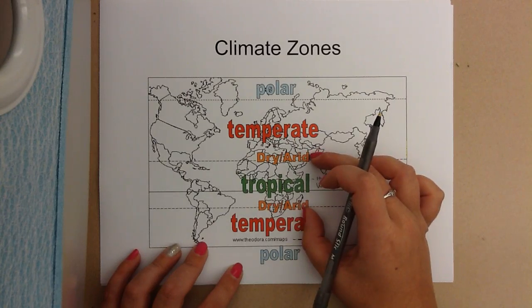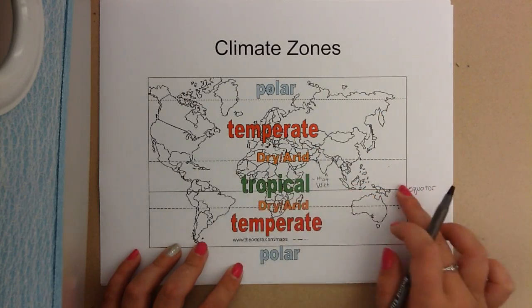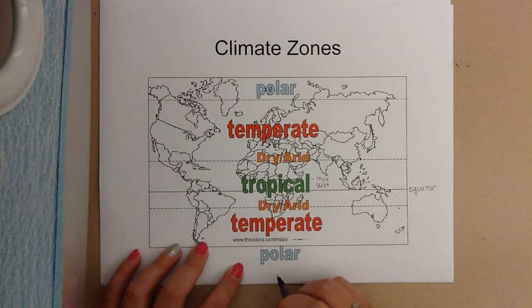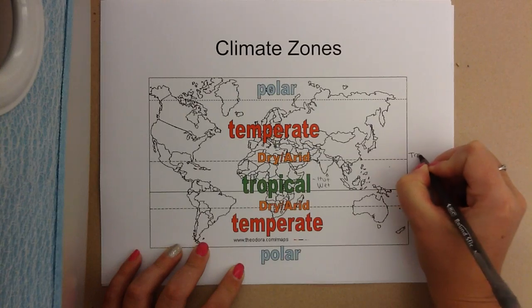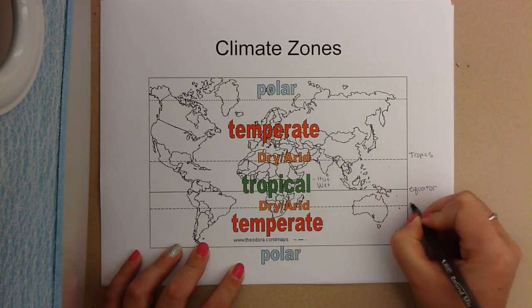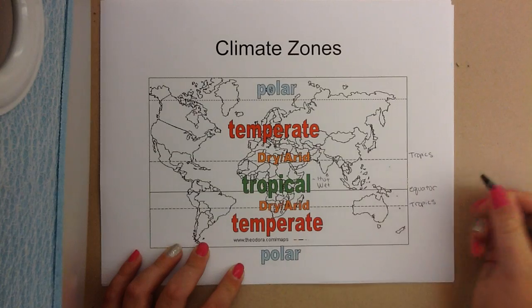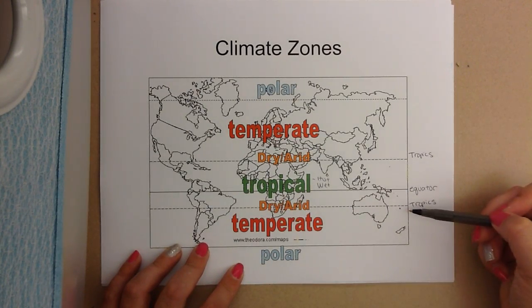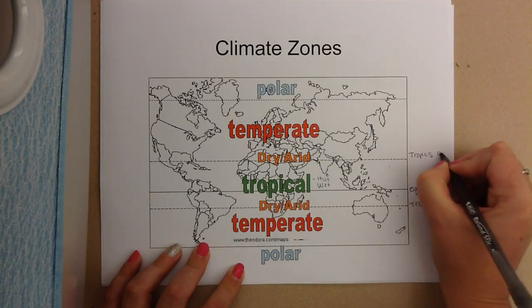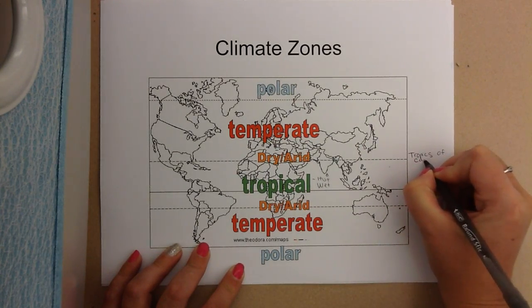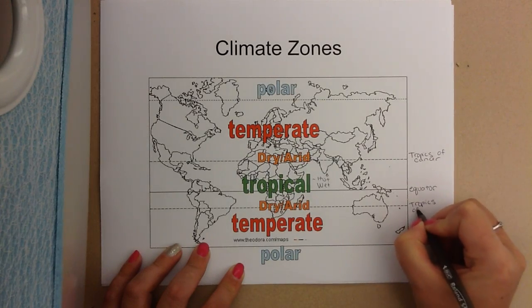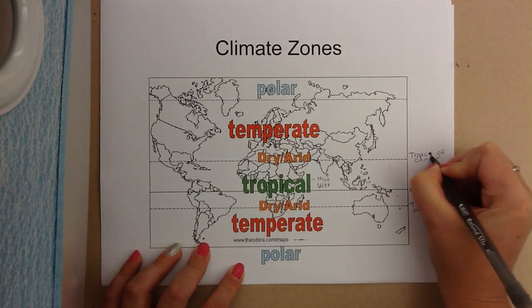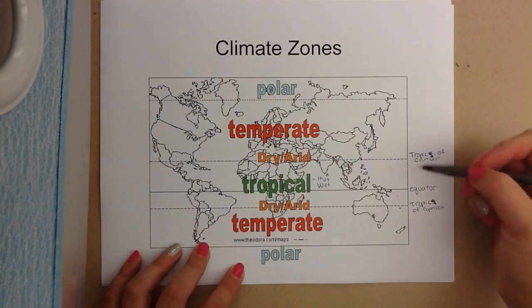Then if we move up or down from the equator, we have this dry area. Another word for dry is arid. And these are at your tropics. Okay, so you have the Tropic of Cancer and the Tropic of Capricorn. We don't need the S there or there. Okay, so you have your 2 tropics.